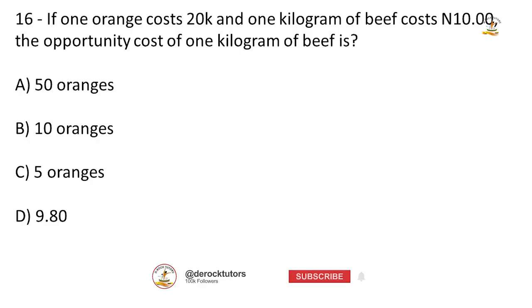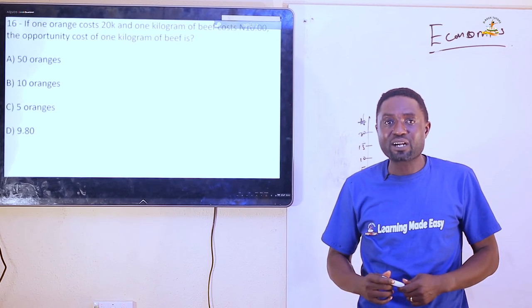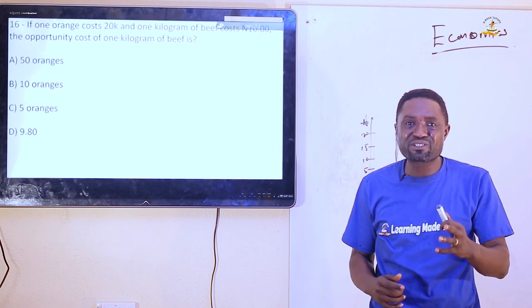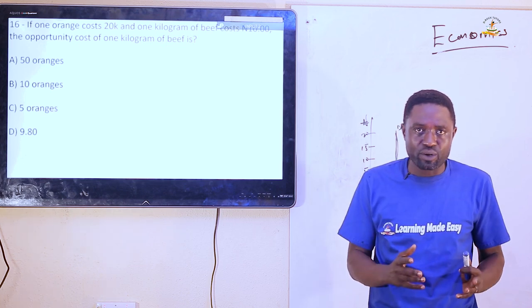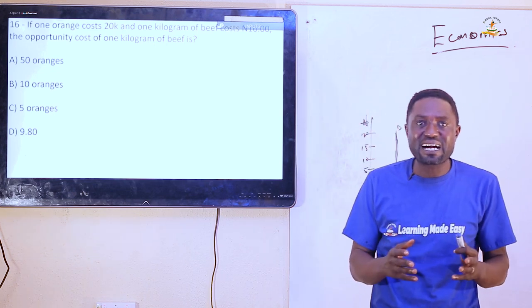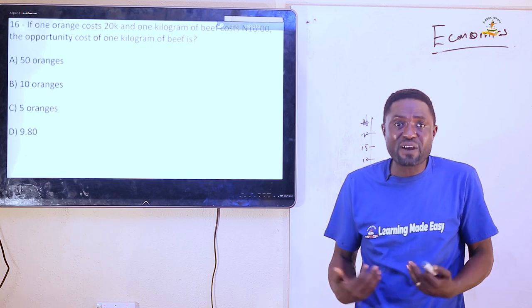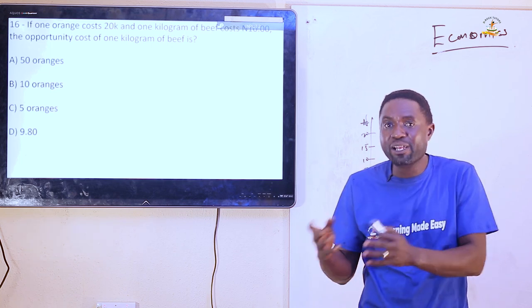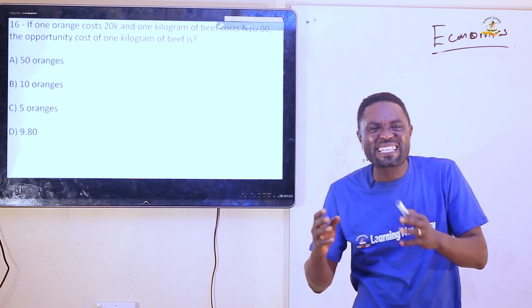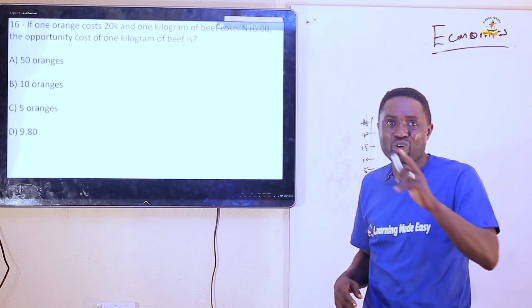Question number 16. If one orange costs 20 kobo and 1 kilogram of beef costs 10 naira, the opportunity cost of 1 kilogram of beef is... I said it in one of the lessons we did some time ago. The opportunity cost simply means what you left on board. For example, if I want to buy Bonvita and Milo, and Bonvita is 2,500, Milo is 2,500, and I have 2,500 naira on me. If I decide to buy Milo instead of Bonvita, the Bonvita I did not buy is my opportunity cost. And that is why we also refer to opportunity cost as alternative foregone.